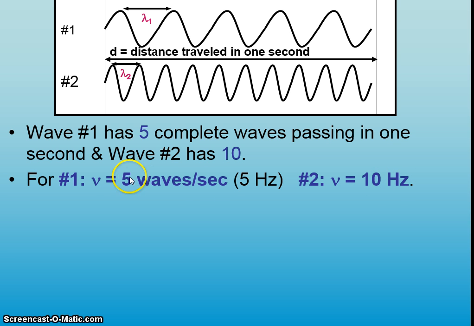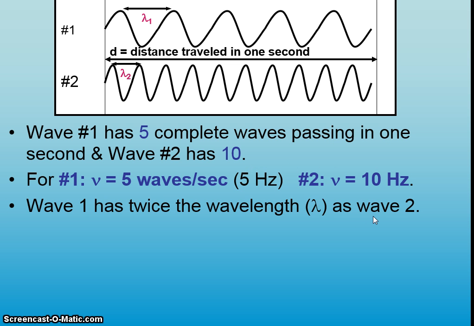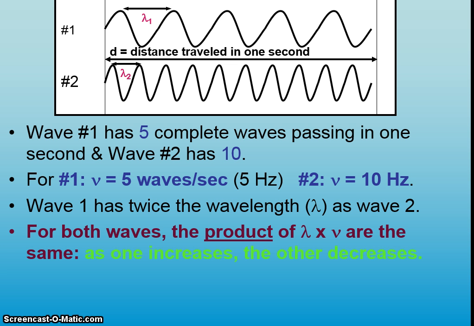So this is how you would write it, 5 waves per second, or 5 hertz, and the second one is 10 hertz. Notice that the wavelength and the frequency are inversely proportional to each other. In other words, as one goes up, the other one goes down. Not only that, but if we multiply wavelength times frequency, we get a constant, always. We always get the same number. So if one goes up, the other one goes down by exactly the same amount, and so this is called being inversely proportional.